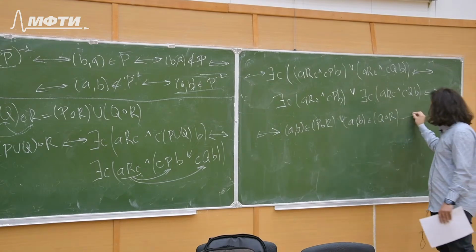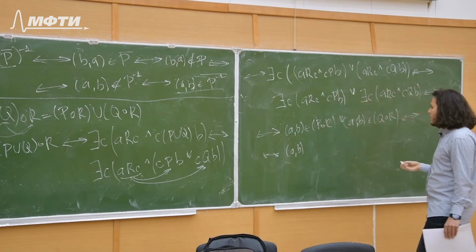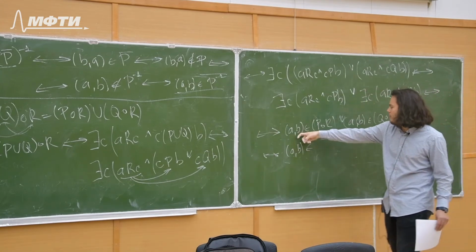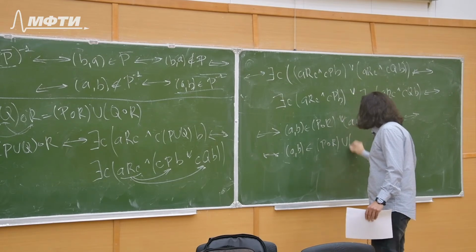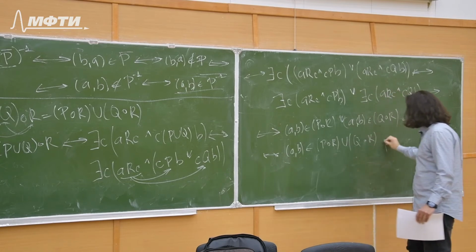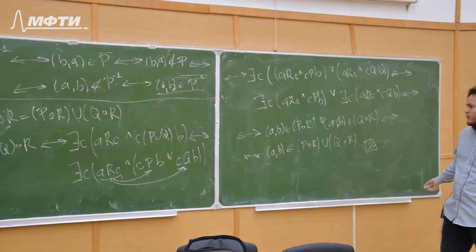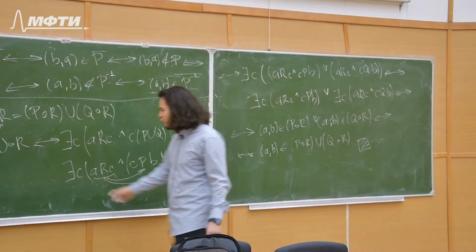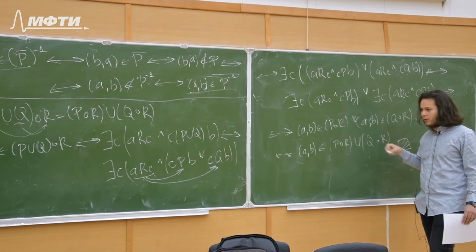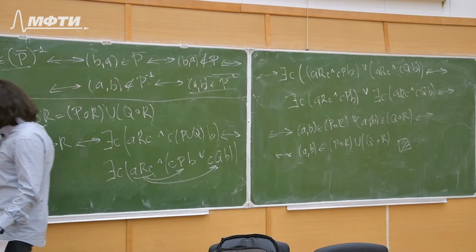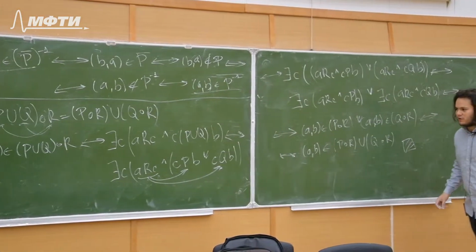And this means that (A, B) belongs to what? To the union, right? So (A, B) belongs either to this or to this, so it belongs to the union (P ∘ R) ∪ (Q ∘ R). And we are done. So we proved that if (A, B) belongs to this set, then if and only if it belongs to this set. So these two sets are equal. And we actually need to write that for all A and B, right? So for any (A, B) in this set, it should be in this set. So by definition, these two sets are equal.